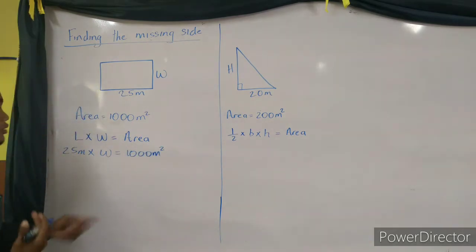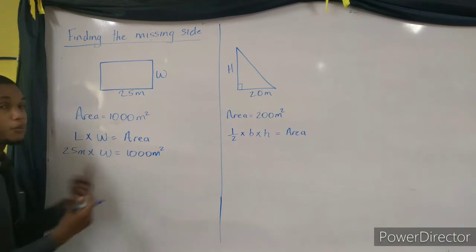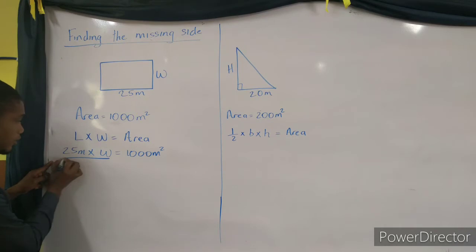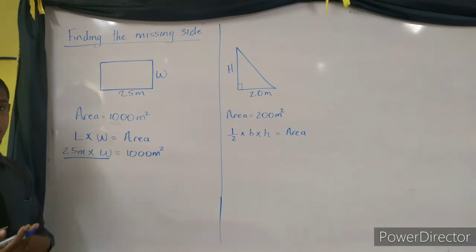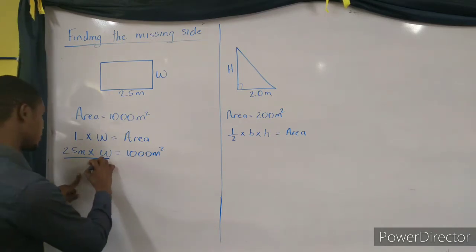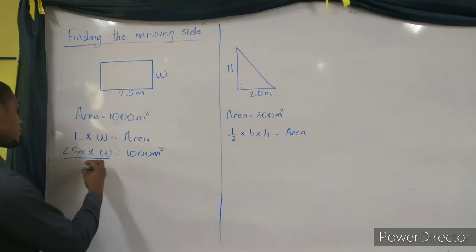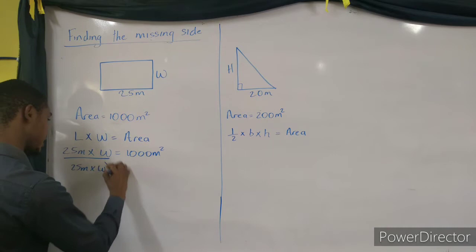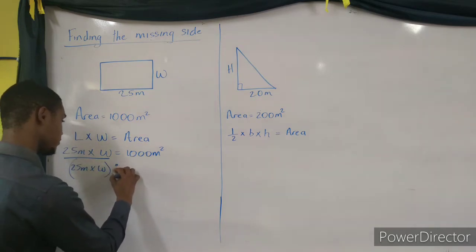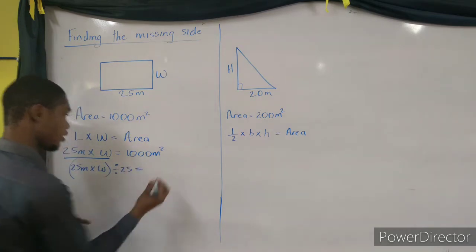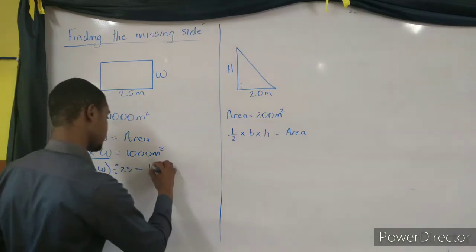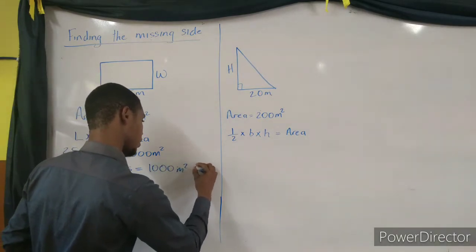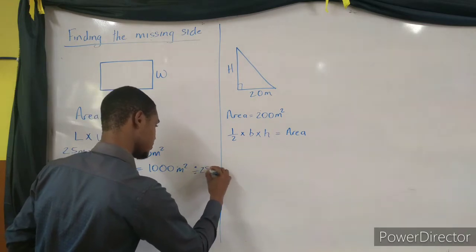Now, the opposite operation, you will always do the opposite operation to find the missing sides. So in this operation here, it is multiplication, and the opposite of that is division. So you will divide both sides by the same number. So it's 25m times w, and you will divide this by 25 equals 1000 also divided by 25 meters.